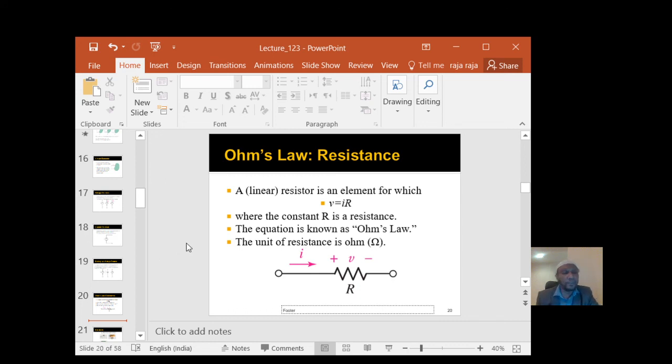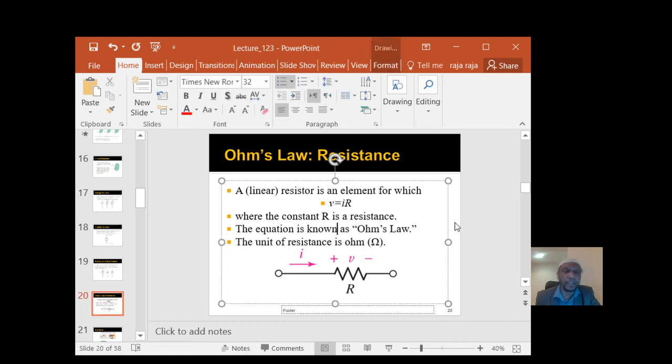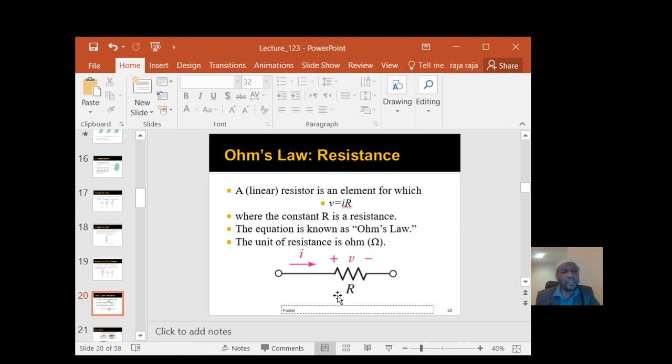Now the equation for Ohm's law is V = I × R. V is the voltage, I is the current, and R is the resistance, which is constant. This equation is Ohm's law. Below they show you the symbol of the resistance, and the unit of resistance is the ohm. You can write OHM or use the symbol of the ohm.